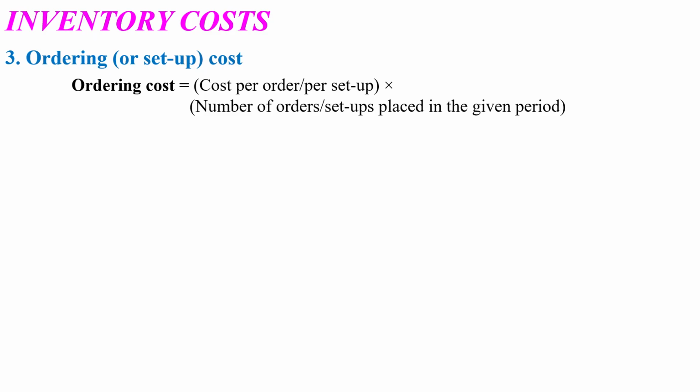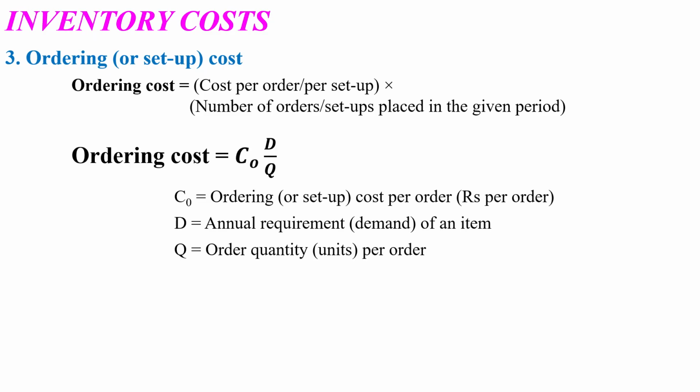Ordering cost equal to the cost per order or per setup into the number of orders or setups placed in the given period. So ordering cost equal to C0 into D by Q, where C0 equal to the ordering or setup cost per order, D equal to annual requirement, Q equal to the order quantity per order.